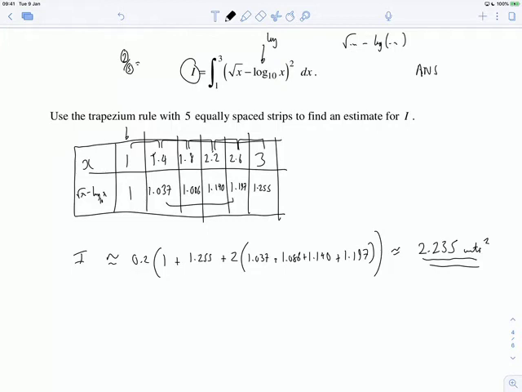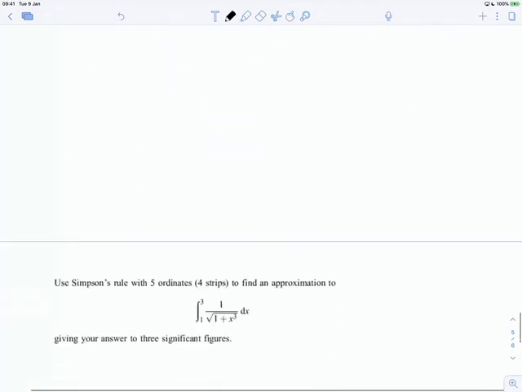Okay, that's a good approximation. Yeah, that's pretty much it. The trick with these questions is to build up a table of what you're doing and memorizing what the formulae are. Okay, so what's the next one?